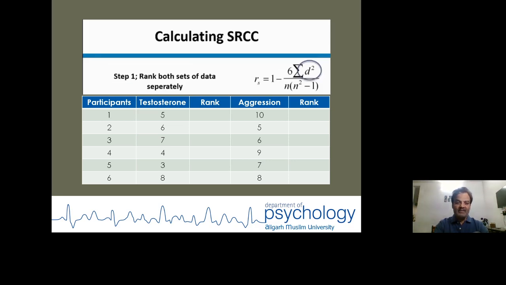Now the next step is to rank both sets of data separately. So as I shared with you, you are giving the ranks in ascending order on the basis of raw score. So these are the ranks for both the variables.